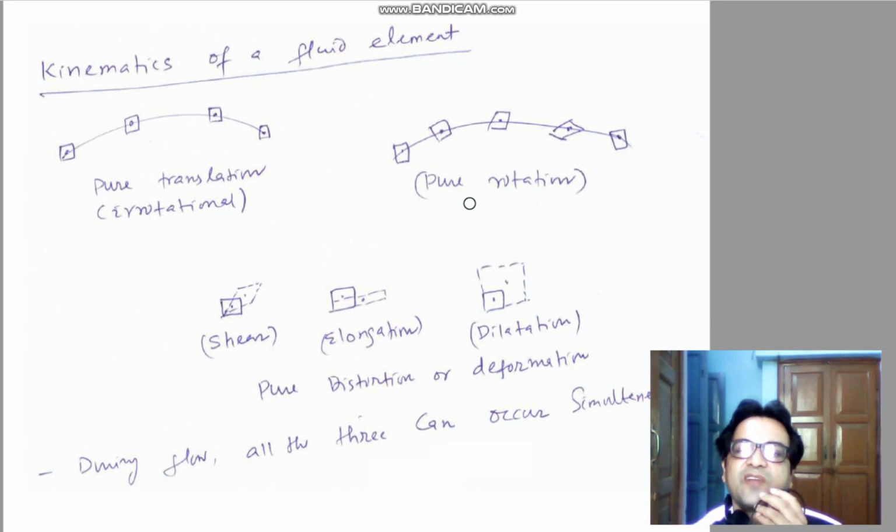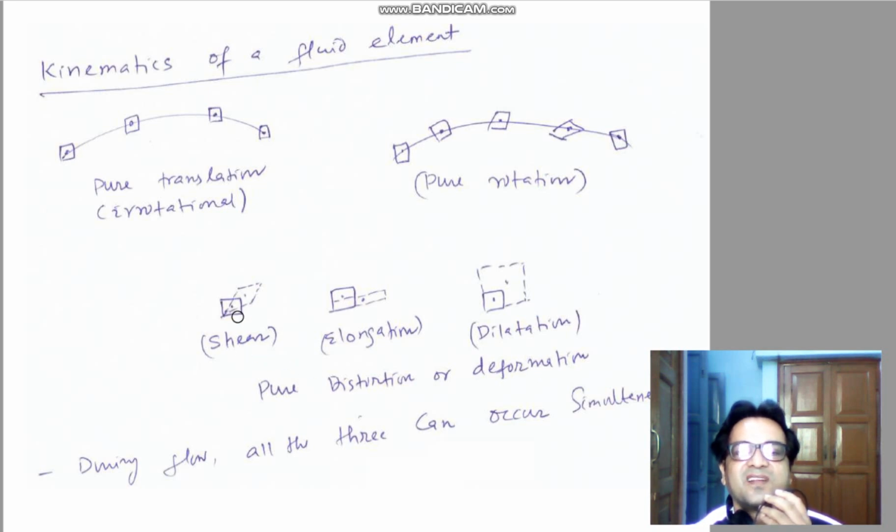Similarly, in case of pure fluid rotation, the orientation of the fluid particle changes. Initially it was a rectangle, then the rectangle is changing with some angles, but the mass center does not change. Similarly, in case of deformation of the fluid element, the deformation may happen by shear.